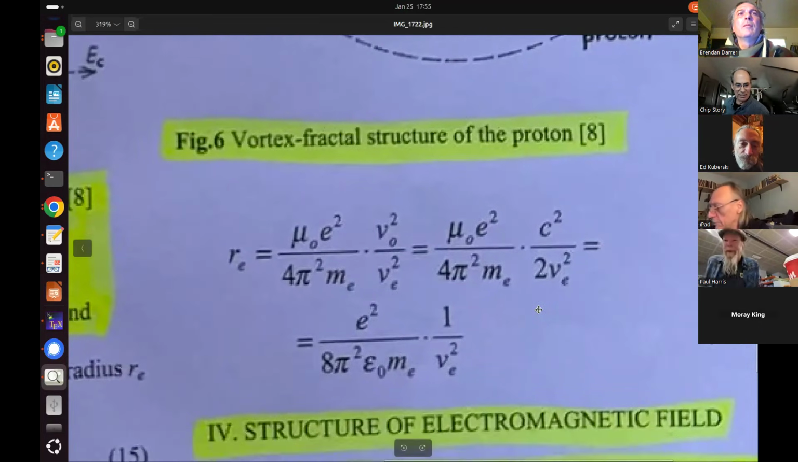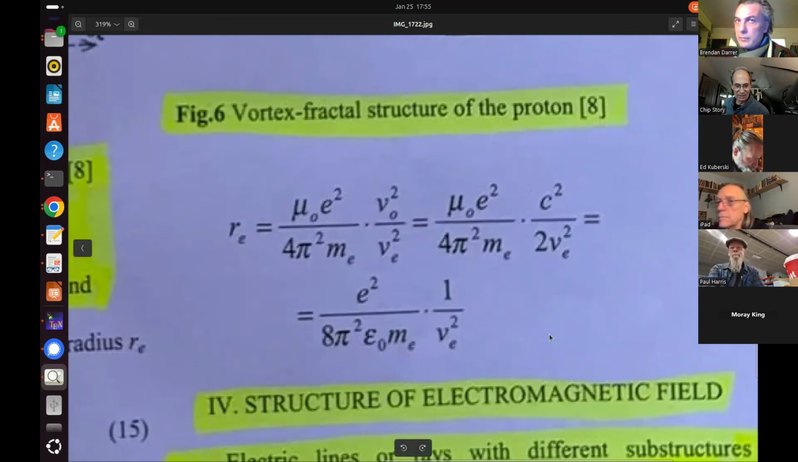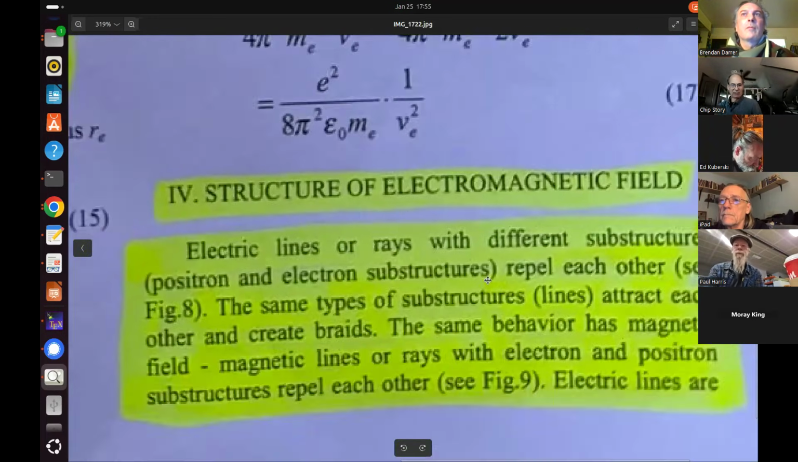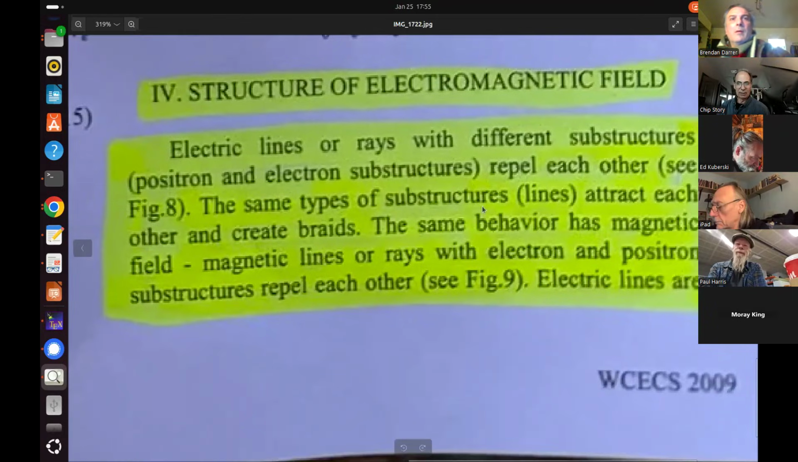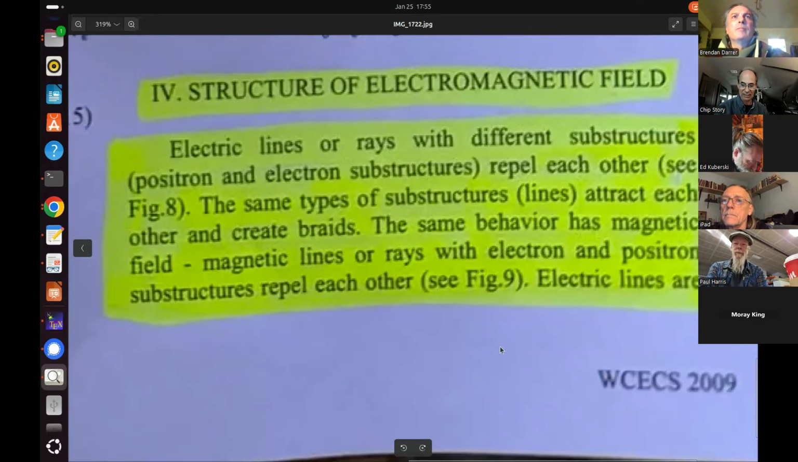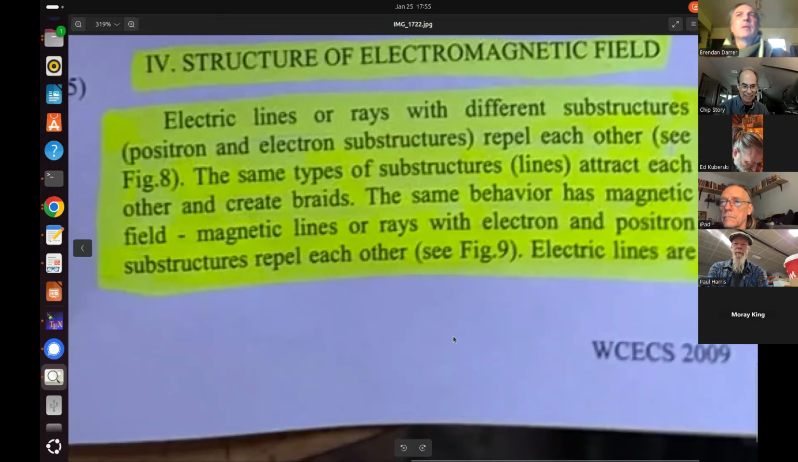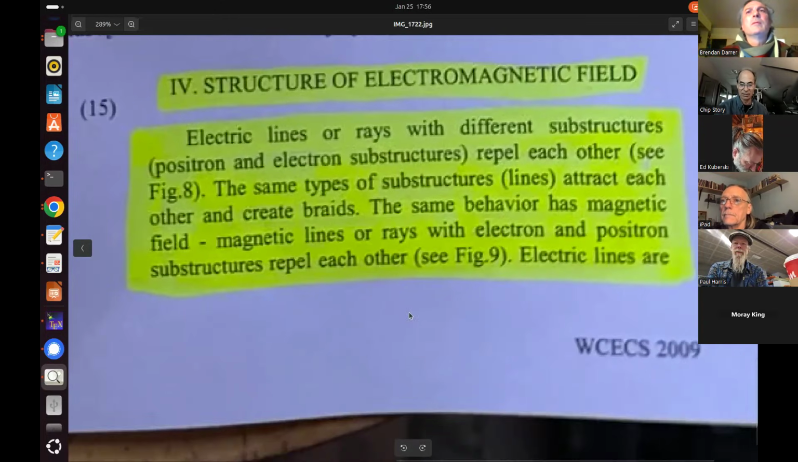There's a set of equations again describing this in more detail. Let's go on to section 4. Figure 6 is a little complicated. Structure of the electromagnetic field: electric lines or rays with different substructures, positron and electron substructures, repel each other. See figure 8. The same types of substructures attract each other and create braids. The same behavior holds for the magnetic field: magnetic lines or rays with electron or positron substructures repel each other, such as in figure 9.